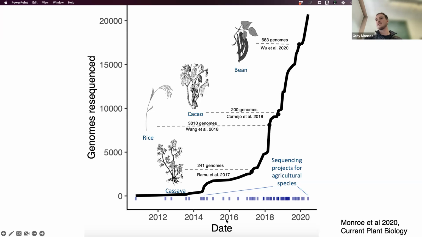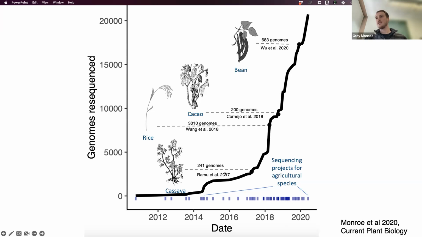On the x-axis, we have date, and these little tick marks represent various publications of different species where lots of genomes have been sequenced. And what I mean by that is, for example, cassava, this is a crop I'll talk about in a minute.